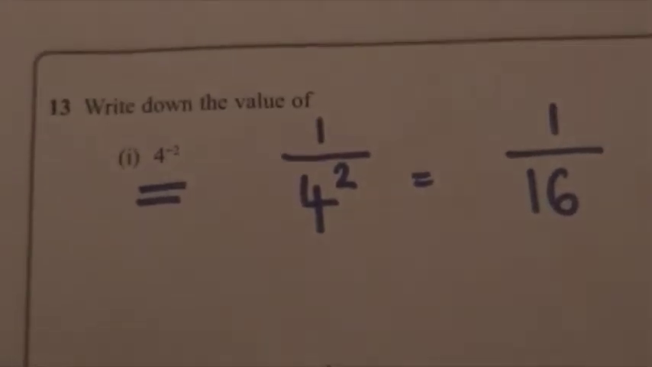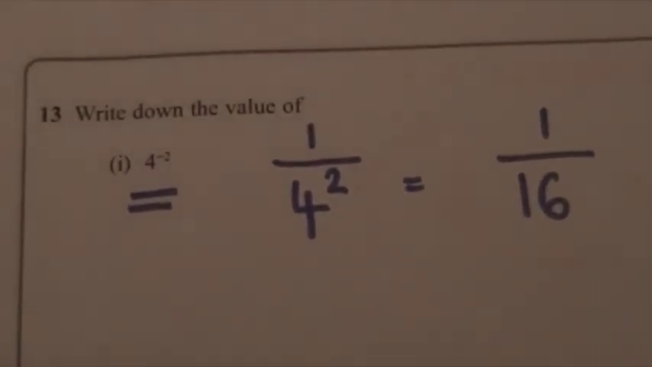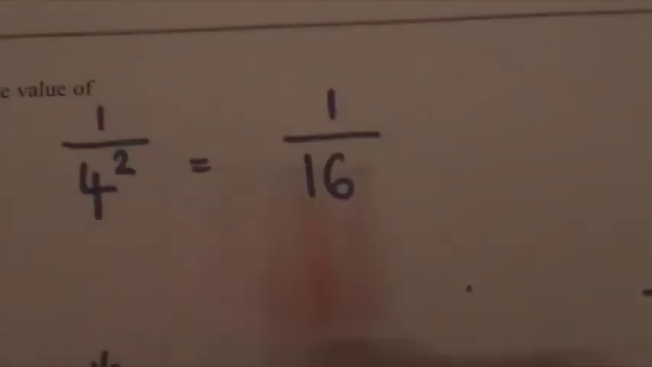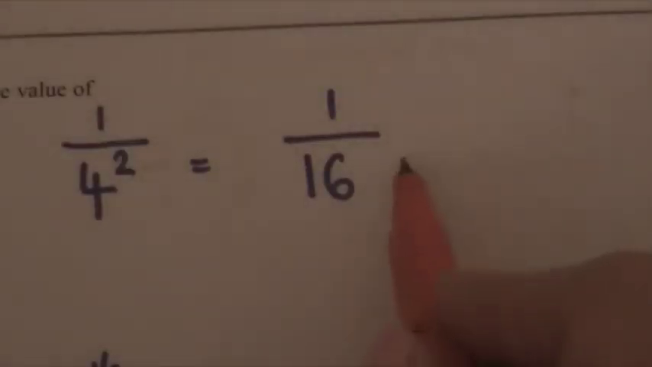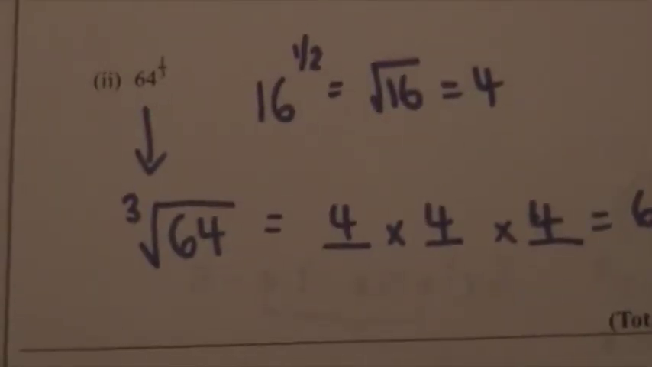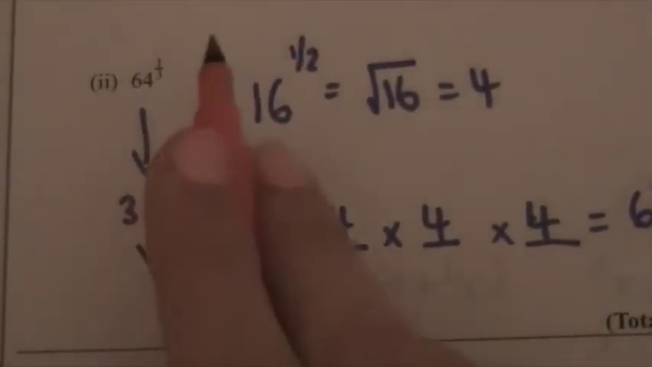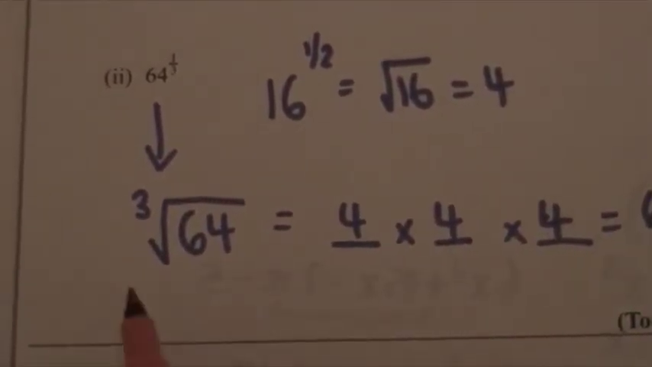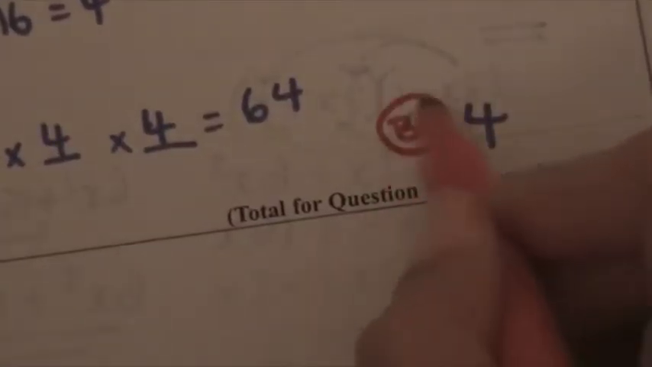Question 13i for the mark scheme. This was one possible mark, and that is for correctly identifying that 4 to the minus 2 is the same as 1 over 16. So we get 1 mark for that part. Part II, 64 to the power of a third, for correctly identifying that that is the cube root of 64 that they are after. So you get a mark for stating 4.